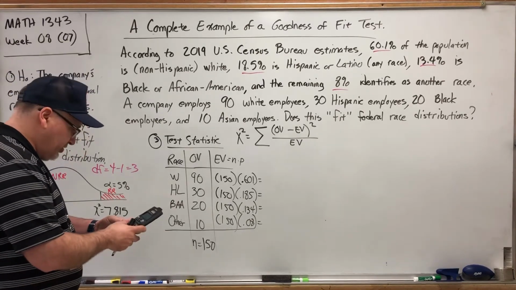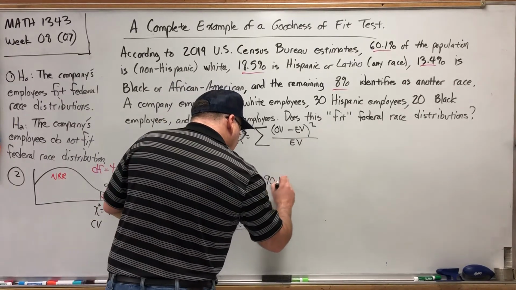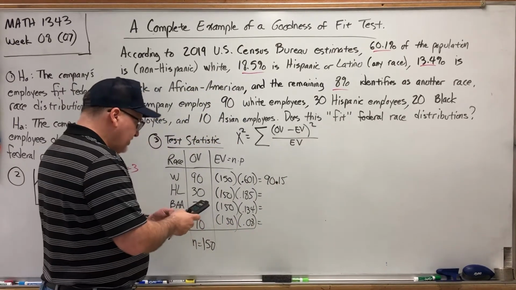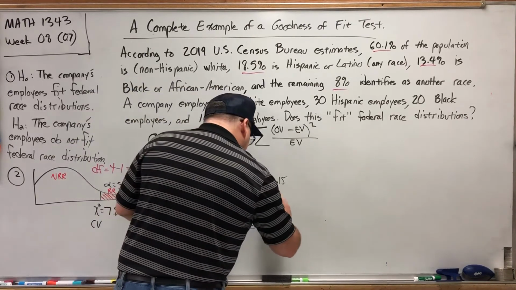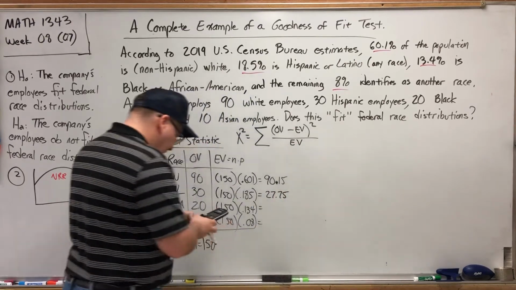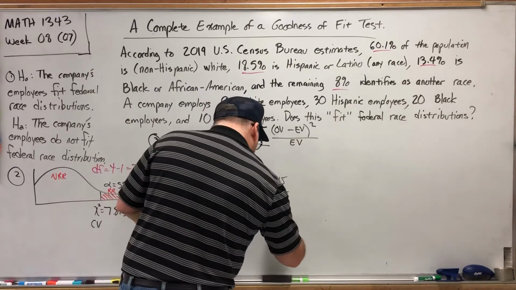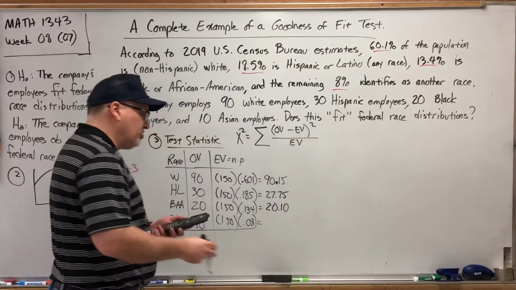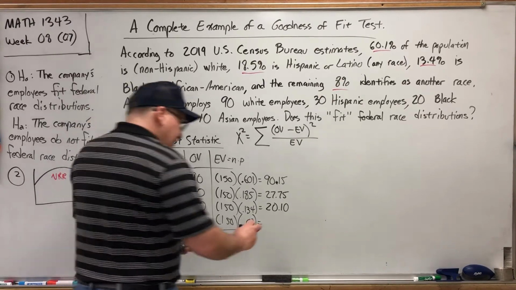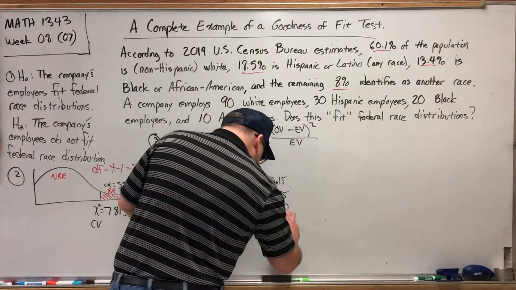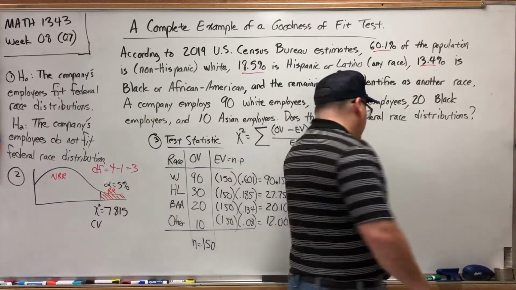150 times 0.601 is 90.15. 150 times 0.185 is 27.75. 150 times 0.134 is 20.1. I'm going to write 20.10 just to be consistent with the 2 decimal places. And 150 times 0.08 is exactly 12. Guess I don't need those extra zeros, but we'll keep it consistent with significant digits.